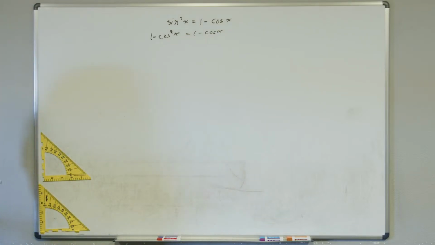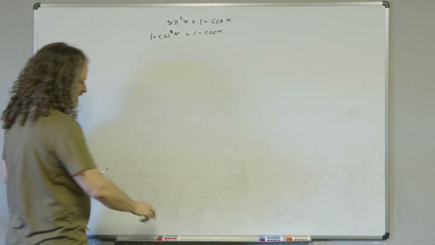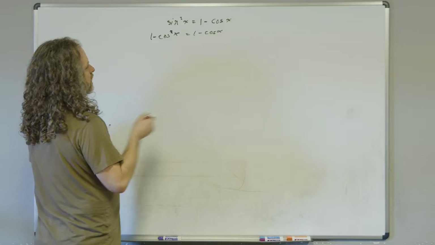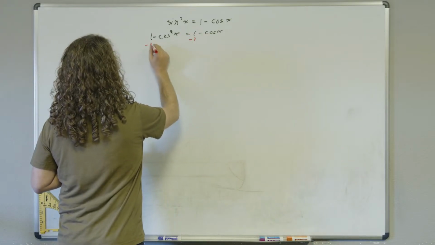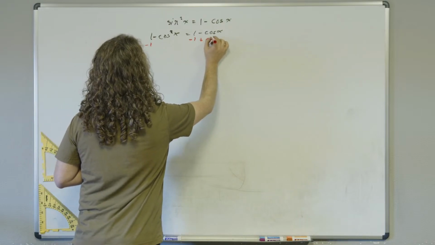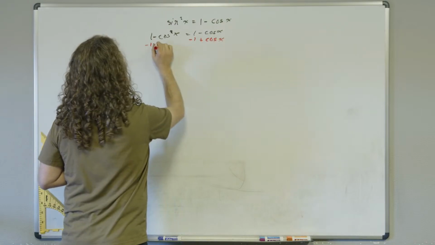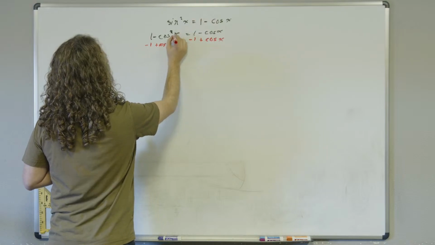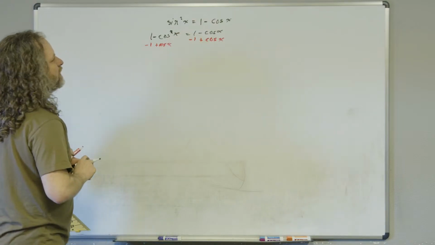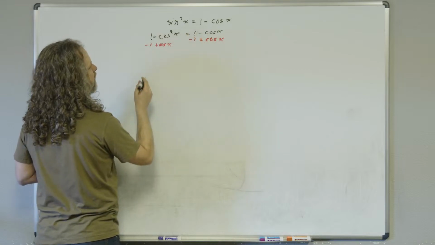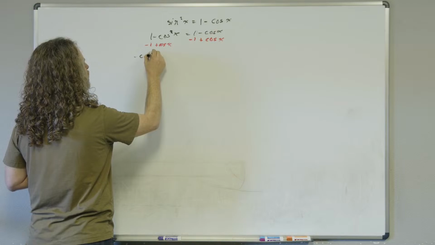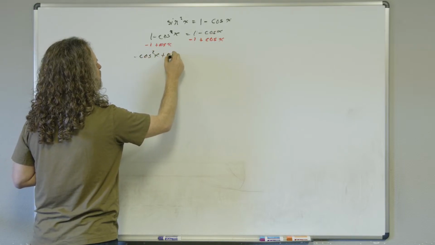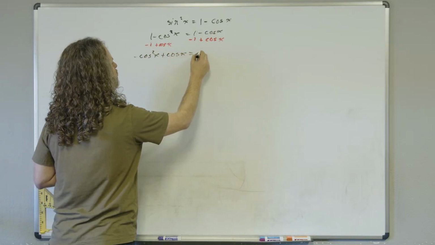Sine squared plus cosine squared equals 1. We could move everything to one side. I agree, and that's where I messed up. These are not like terms, you can't combine them. These do cancel, which is nice. So we end up with negative cosine squared x plus cosine x equals 0.